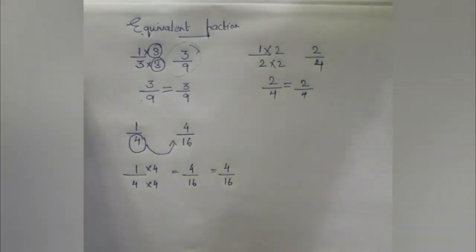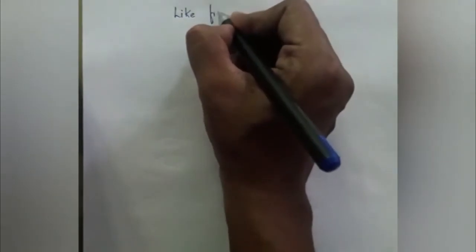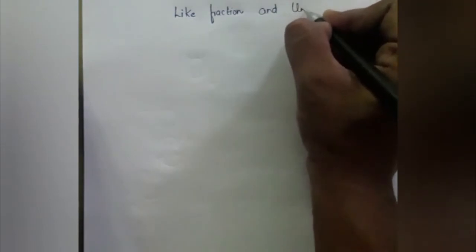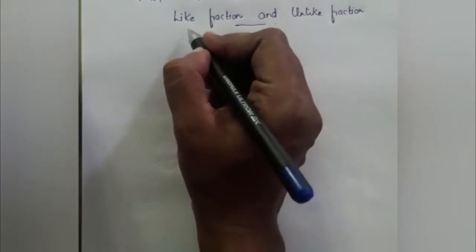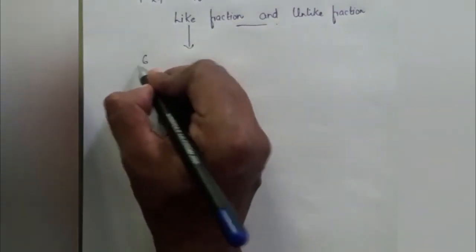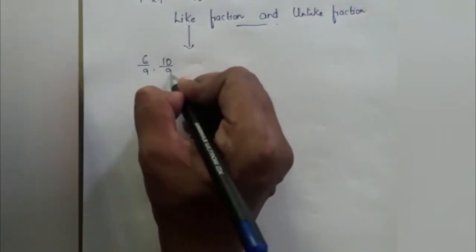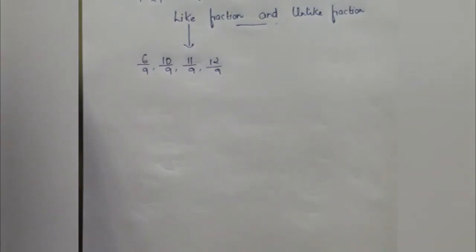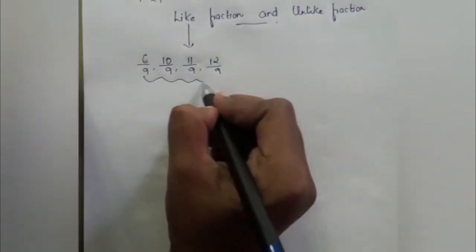Now we'll move to the next type of fraction, which is called like fraction and unlike fraction. So what is like fraction, what is unlike fraction? Like fraction means the denominators are same. They have the same denominators. For example, 6 by 9, 10 by 9, 11 by 9, 12 by 9. These are like fractions. Why is this called like fraction? Because the denominator is 9.